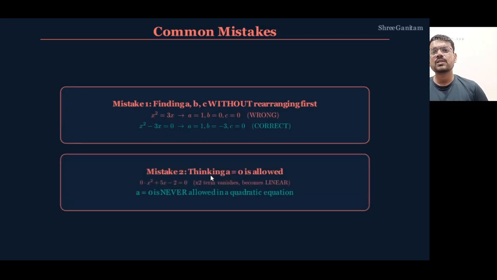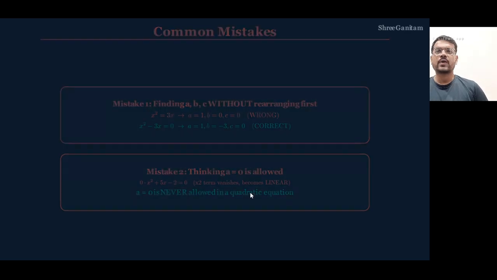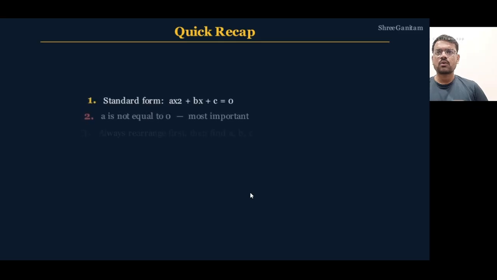Now let us see what other mistake we make here. Mistake number 2, we are thinking a can be 0 is allowed, but it is not. We can sometimes see we have 0 times x square plus 5x minus 2 equals 0. See, x square is vanishing here. It means 0 times x square is removed from here, and it becomes linear, not a quadratic anymore, right? So a is 0 is never allowed in the quadratic equation. Okay, so that was all for this video.